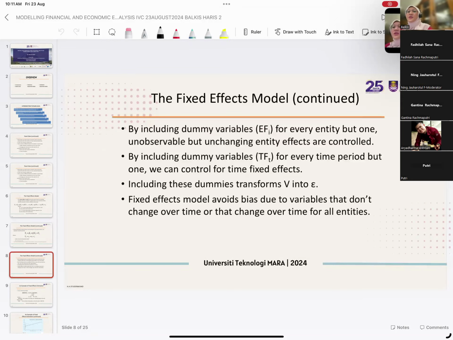So that is the fixed effect model. Under the fixed effect model, we include dummy variables, as I mentioned just now, EF for every entity, so that unobservable but unchanging entity effects are controlled. We also include dummy variables, TF for every period, so we can control for time fixed effects. Including these dummies transforms v into e, the error term. Fixed effect models avoid bias due to variables that don't change over time or that change over time for all entities.